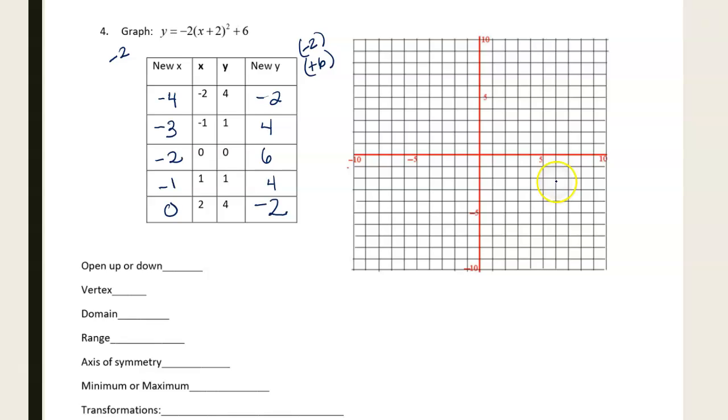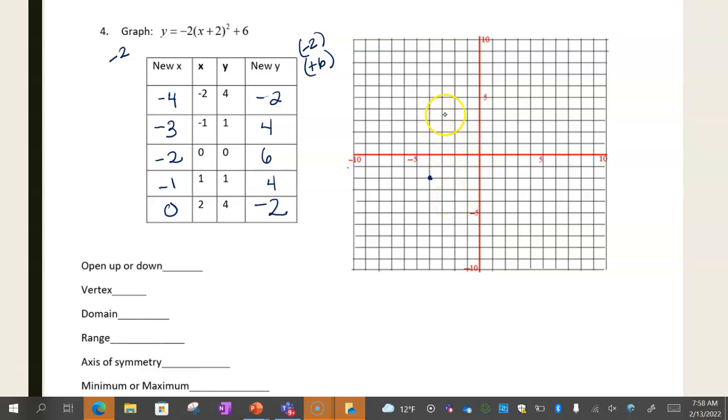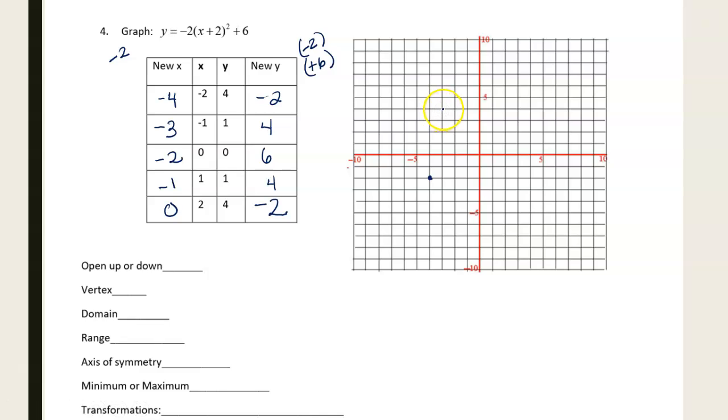All right, let's plot. -4, -2, -3, -4. Sorry, that's -3, +4. Then I have -2, 6. There's our vertex. We're coming back down.